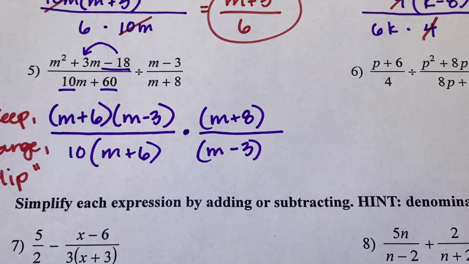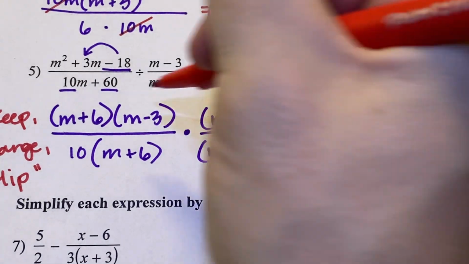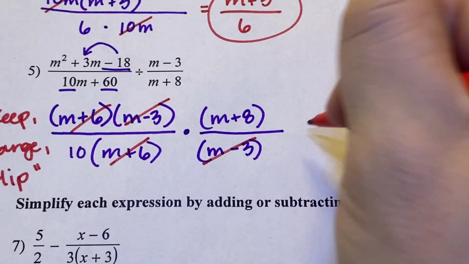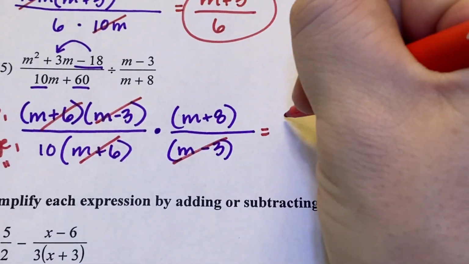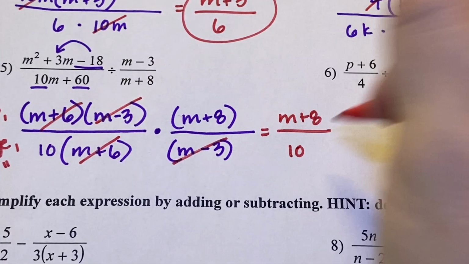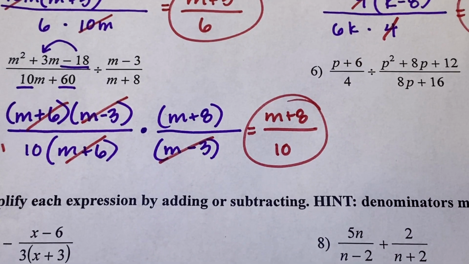Now that it's multiplication, just ask yourself what can cancel? What pieces can cancel? M minus 3. And M plus 6. And then we're left with M plus 8 on top and 10 on the bottom. Got it. You got it.